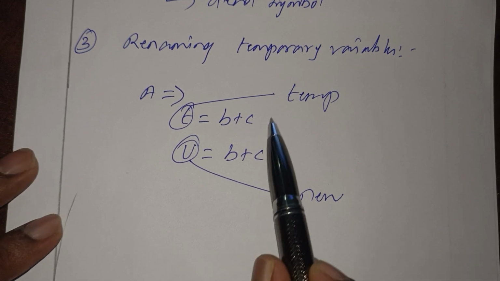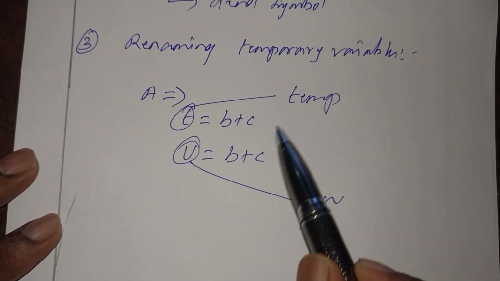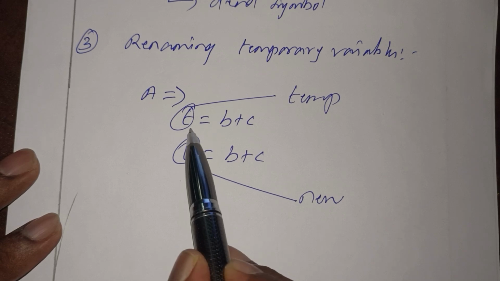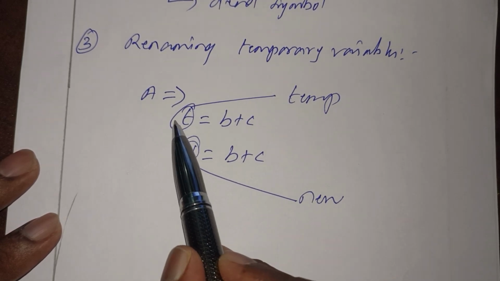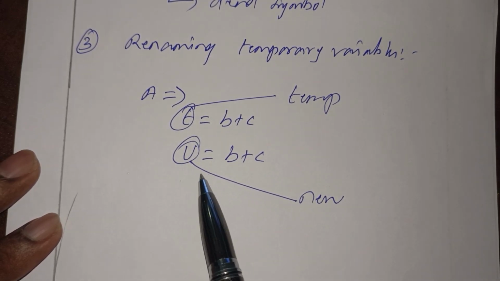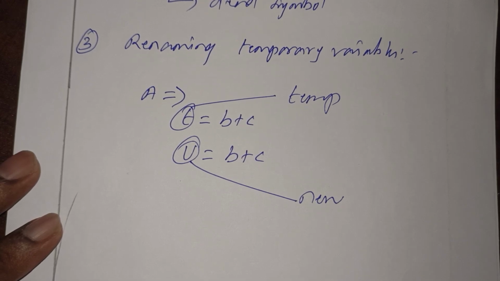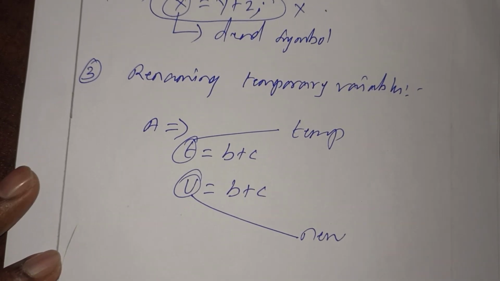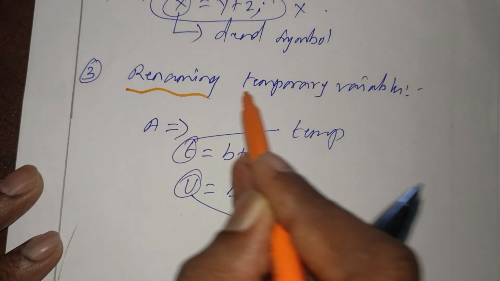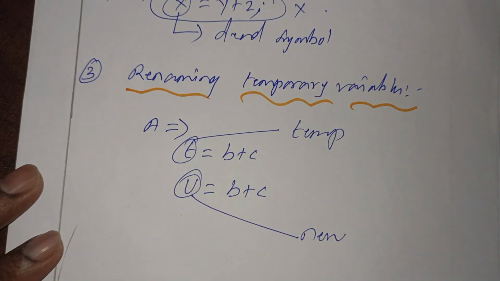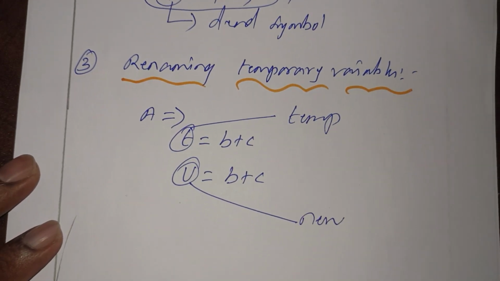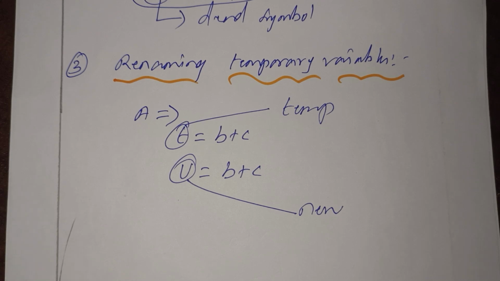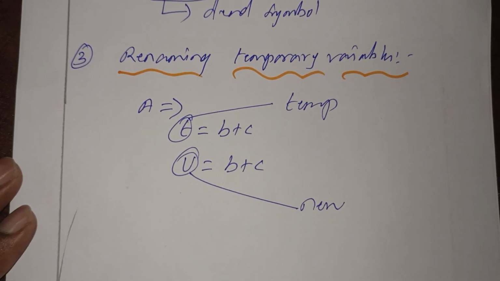Here all the instances of t, that is b plus c, can be replaced with u without changing the value of the block. This particular process, we are taking as renaming temporary variables. This is one kind of approach where we can rename.